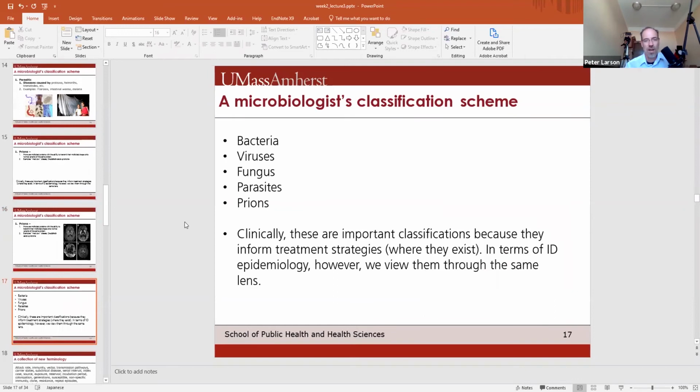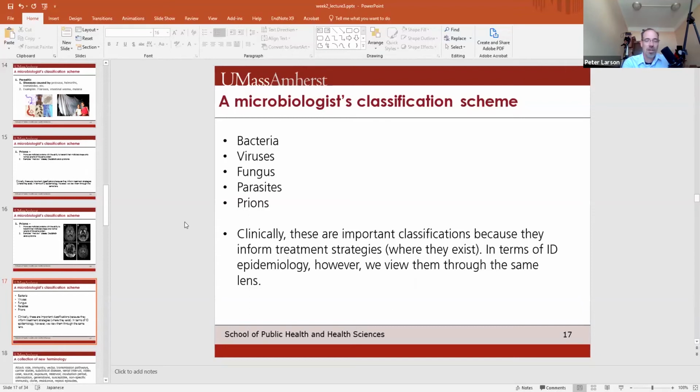So these are sort of the 5 classifications that microbiologists use. Clinically, these are very important because they inform treatment strategies. In terms of ID epidemiology, these classifications are less important to us because we view them all through the same lens. Because they're all infectious, they can be transmitted between humans, and all have their own behaviors, even within these categories.